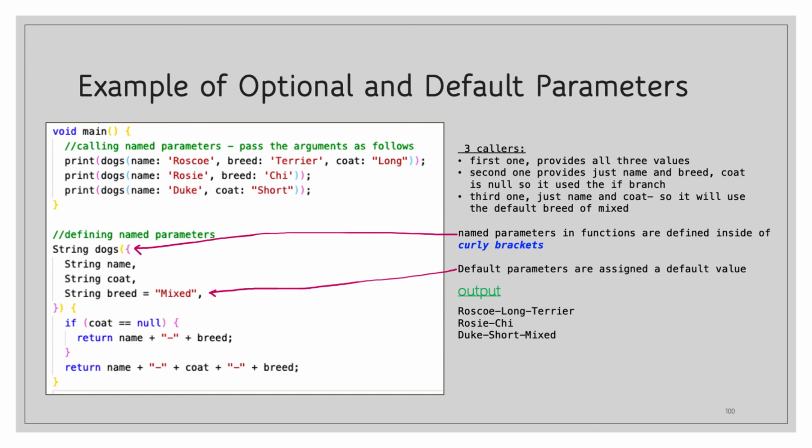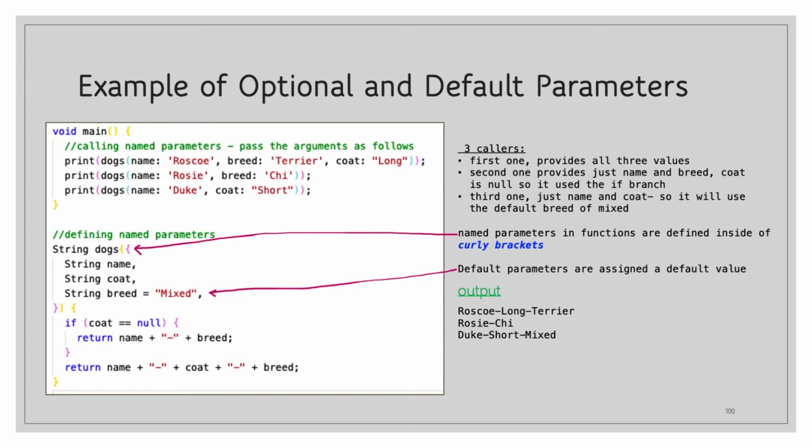So what happens when we call it? 3 callers. First one provides all 3 values. Name is Roscoe, breed is terrier, coat is long. The second one provides just the name and the breed, coat is null, so it will use the if branch. And then the third one is just the name and coat, so it will use the default breed of mixed.